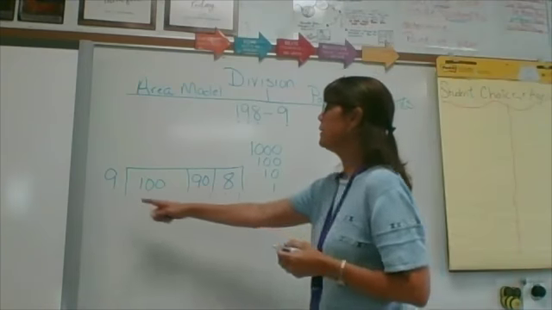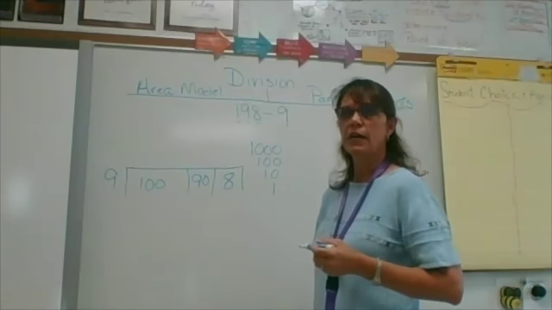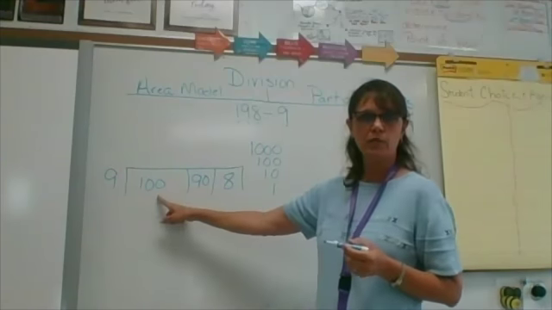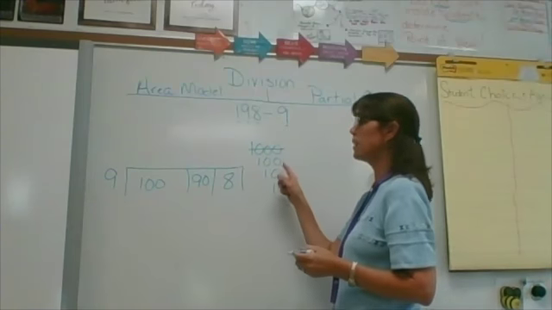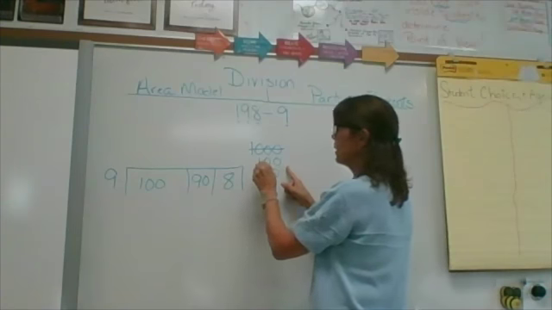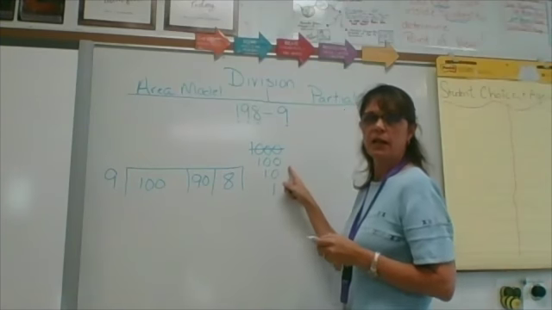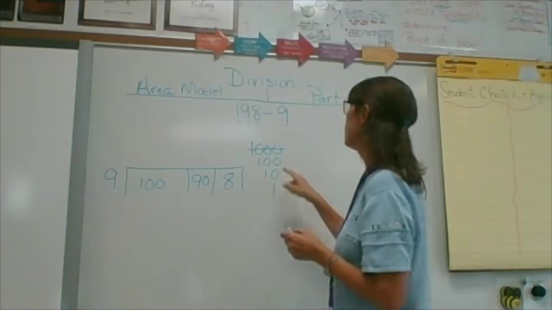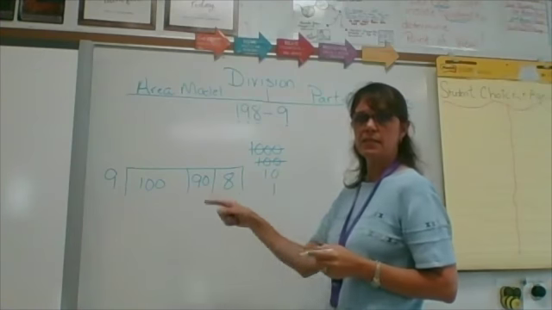So they're going to start with 9 times 1,000, and they'll say 9 times 1,000 is 9,000, and 9,000 is way too much for 198, so we can skip that one and go to 9 times 100. And they would be able to just say 9 times 1 is 9 with 2 zeros. So then they would say 9 times 100 is 900, and of course that's too much also. Then they'll go down to 9 times 10.